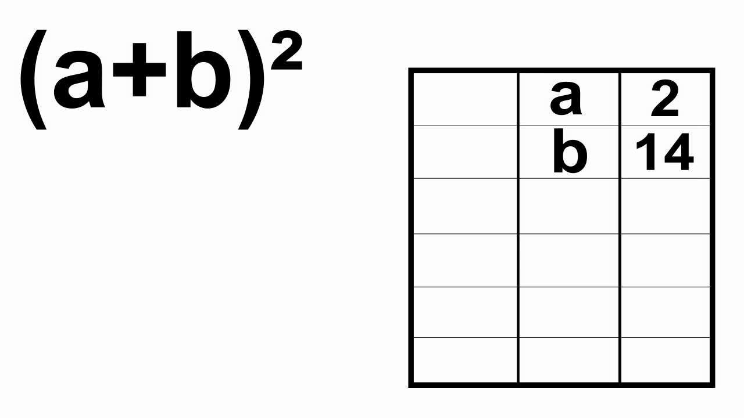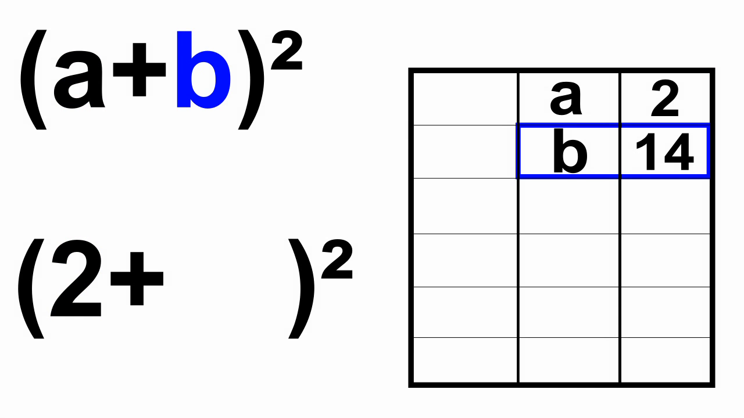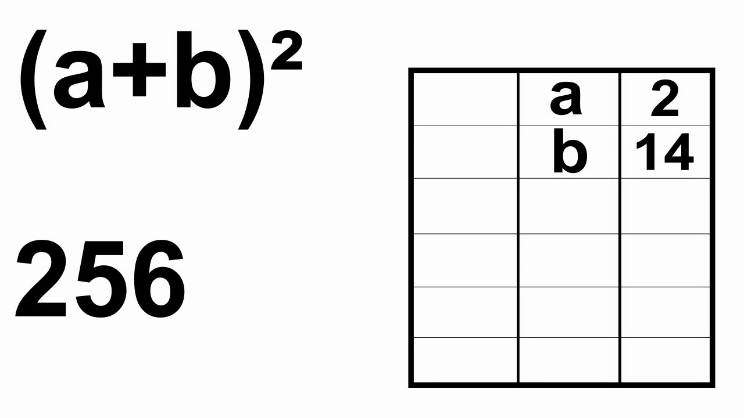To calculate, we can simply look up the values in our table now. A is a 2, so we insert a 2. And b is a 14, which means we insert a 14. That gets us 16 squared, which is 256. That seems to work pretty good already, so what is the first column for?